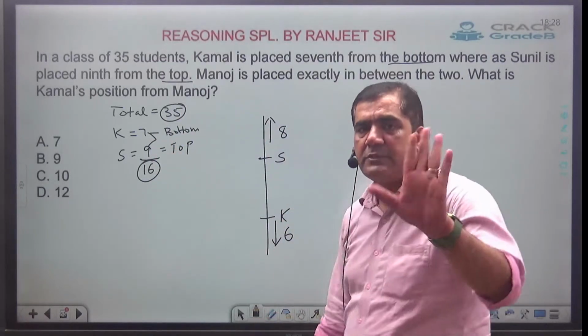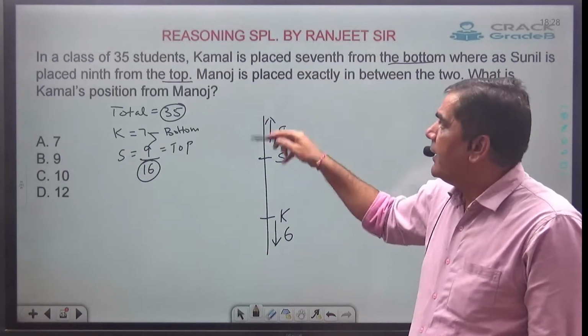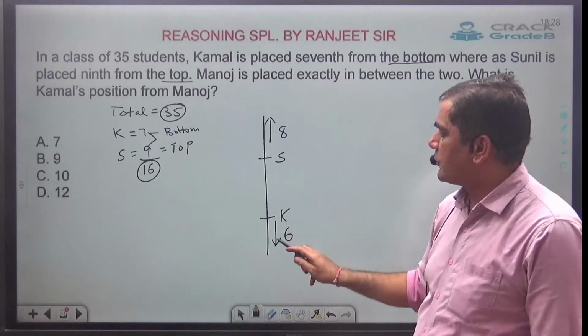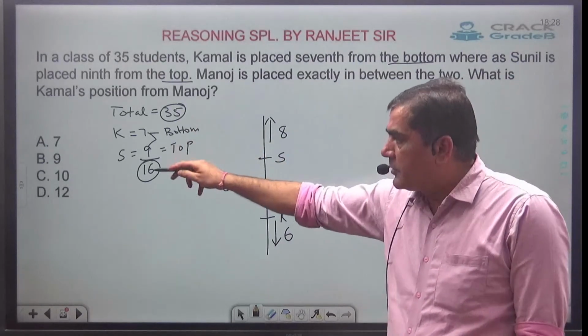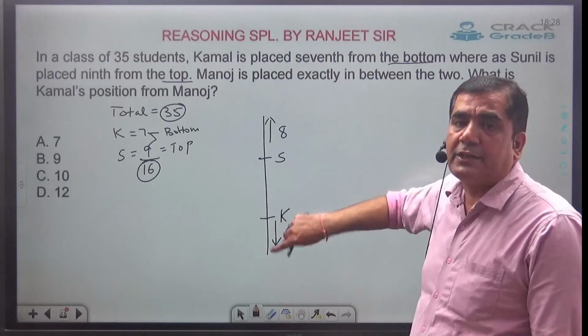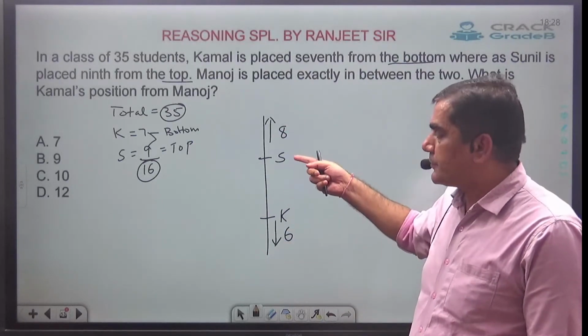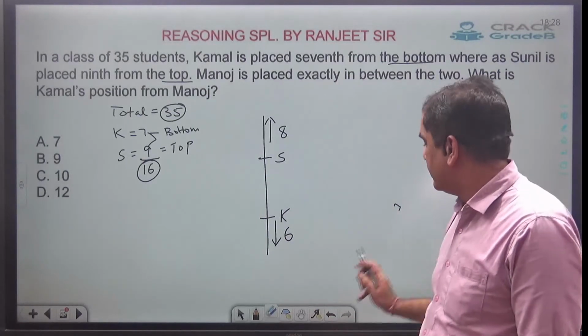Case number 1 means what? Sunil is given from top, so I should keep Sunil at top, and Kamal is given from bottom, so I should keep Kamal at bottom. Clear? If the sum of the positions comes out to be more than total, then this diagram must have been interchanged. At the place of Sunil, it must be Kamal. At the place of Kamal, it must be Sunil.